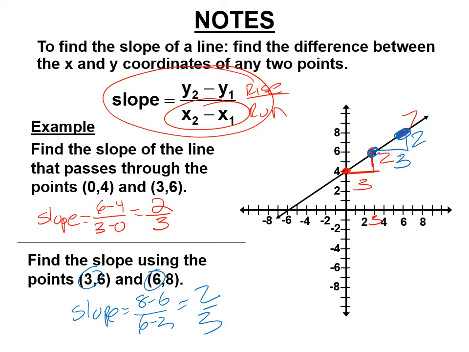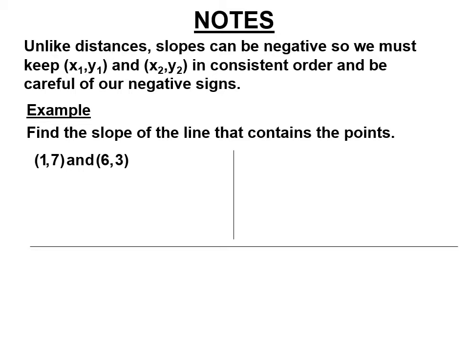All right, but these are not distances. They have direction. And remember that the rise can be negative, and we're going to see that here. So we're going to find the slope. We're going to subtract our y coordinates, y sub 2 minus y sub 1. Now, what matters is consistency.